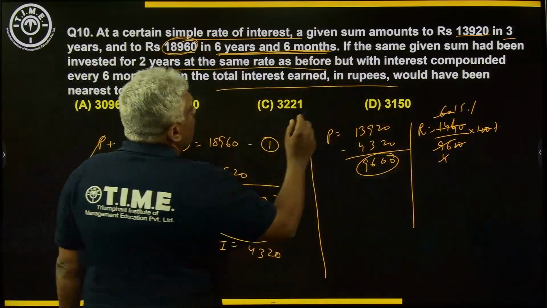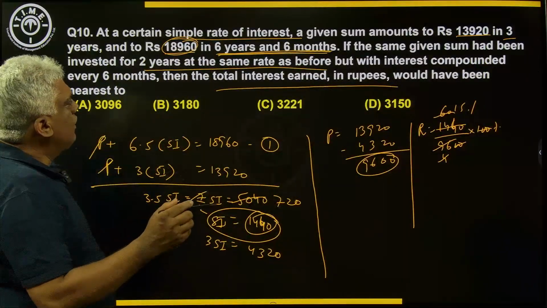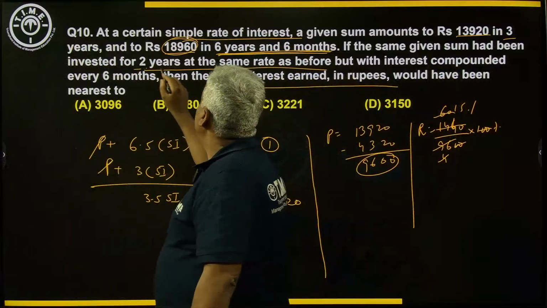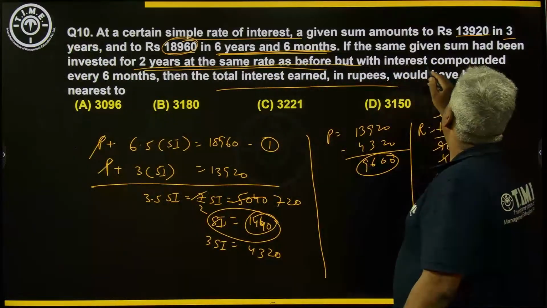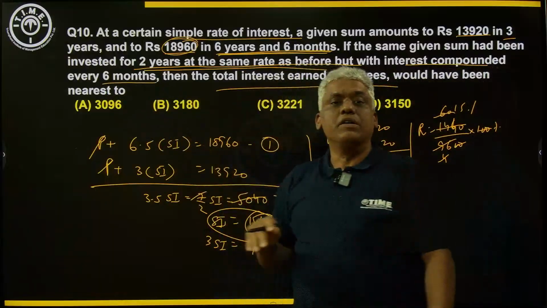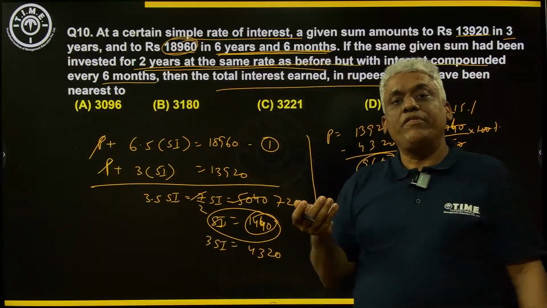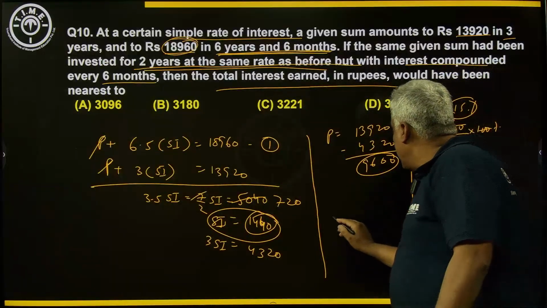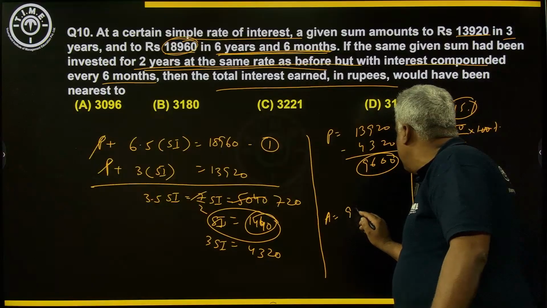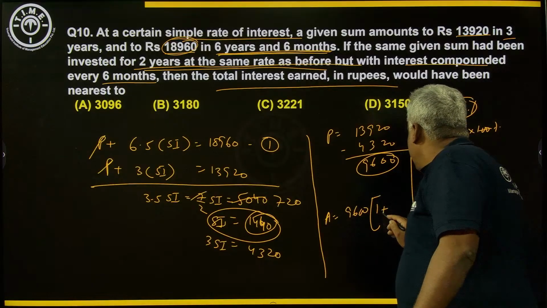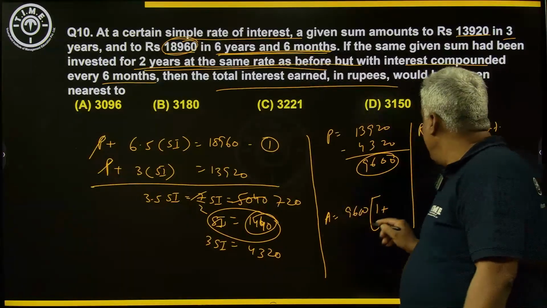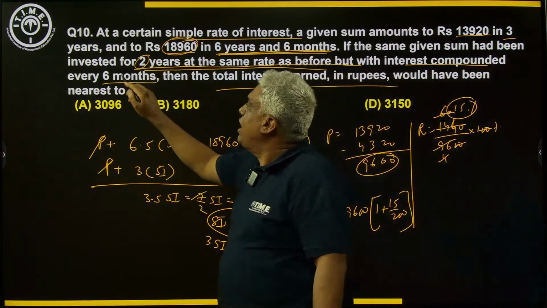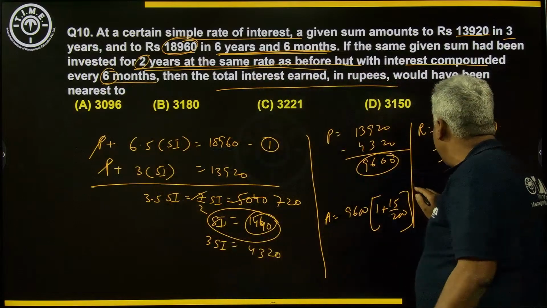Now they're asking, if the same sum had been invested for 2 years at the same rate as before, but interest compounded every 6 months. So half yearly, right? So half yearly rate will be 15 by 2, that is 7.5%, right? So you know the formula, amount is principal, that is 9600, times 1 plus rate of interest, 15 by 200, to the power, that's 2 years and half yearly, so there'll be 4 half years, to the power 4.